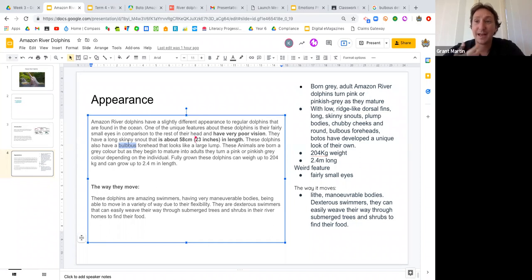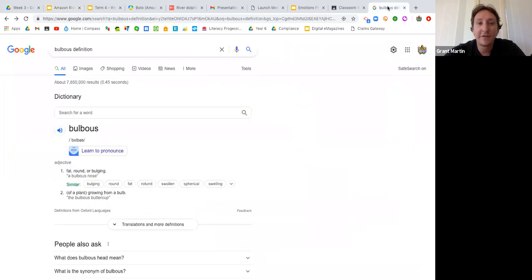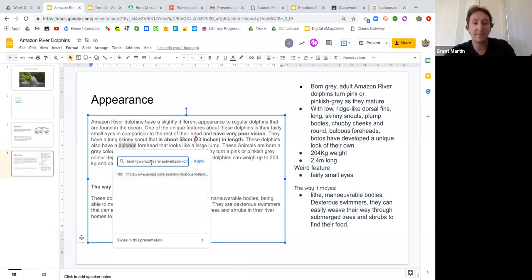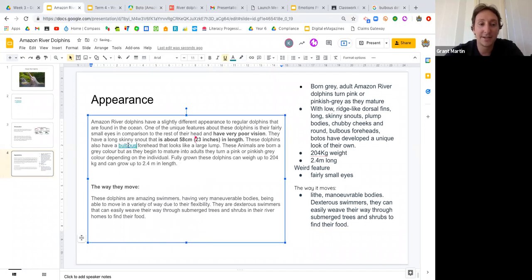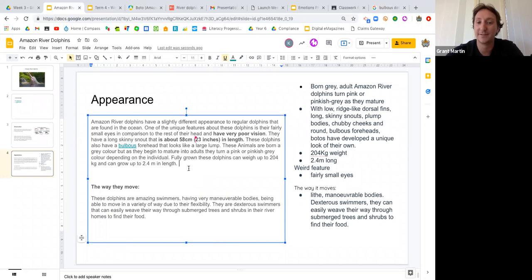What I'm going to do to try and make that interactive for my reader, in case they don't know what that term bulbous is, is I'm going to right-click after I've highlighted that word. I'm going to go down to link like we did before, up on our contents page. Press link. Now, when I go over here, I'm going to copy, Control C, copy the link, and I'm going to Control V, paste it into here, and apply it. So if I was then to look up bulbous, the definition comes up there. It's going to help my reader understand what that word means.